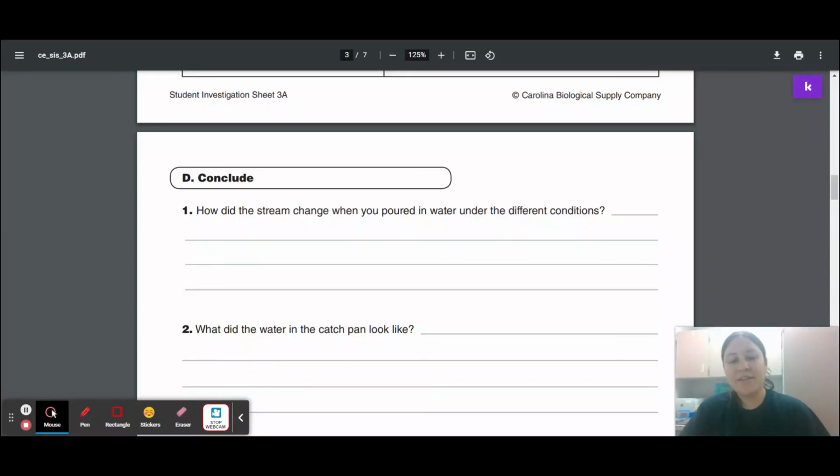And when you are finally finished with the investigation, all 3 trials, you will come back and do the conclusion, answer the conclusion questions. Number 1 says, how did the stream change when you poured water into it under different conditions? So take into consideration the original trial, the elevated trial, and your trial with vegetation.